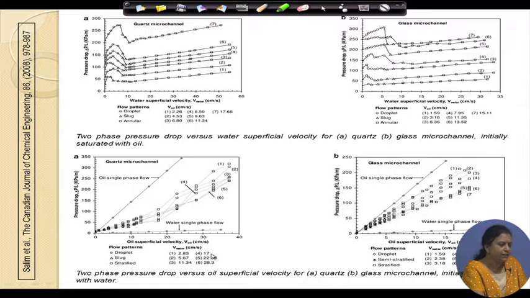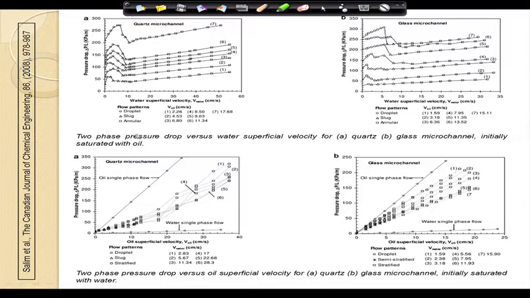On the contrary, when the same experiments are performed in the same microchannels with the same fluid pair, we find that if the channels are initially saturated with water instead of oil, the pressure drop trend changes completely. In this case, the pressure drop keeps on increasing with oil velocity. They have plotted both cases with the dispersed phase as the x axis. It keeps on increasing, and the increase is initially linear, and then particularly for the quartz microchannel, it becomes much steeper as compared to linear.